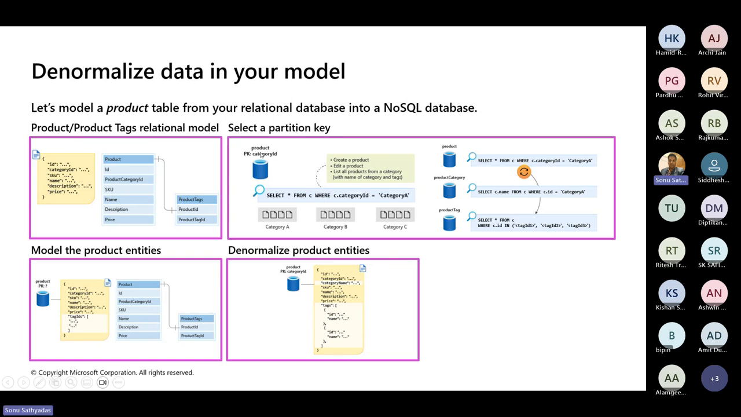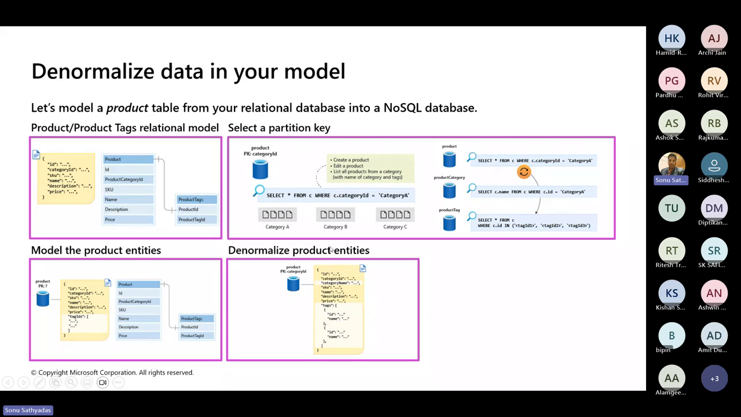So here you can see when we select a partition key for the product, the query we write is like select star from C where C.categoryId equals category A, which means we are performing a search operation based on the category ID. In that case, we can create a partition key that is category ID, so that whenever we perform a search operation, it directly goes into a particular category.